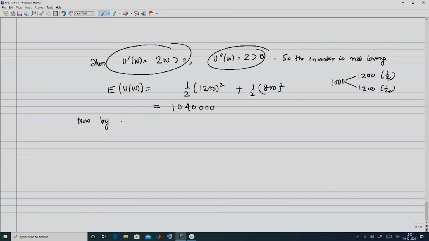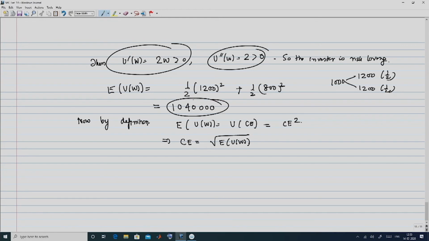Now, to determine the certainty equivalent, we go back to the definition, and this is going to be the expected utility of W is equal to utility of CE, and since the utility function is a quadratic function, this is going to be CE square. Which implies that the certainty equivalent is going to be square root of expected utility of W, which is square root of 1040000, and this is 1019.80. And so, by definition, the risk premium is the original amount 1000 minus certainty equivalent 1019.80. This is minus 19.80.